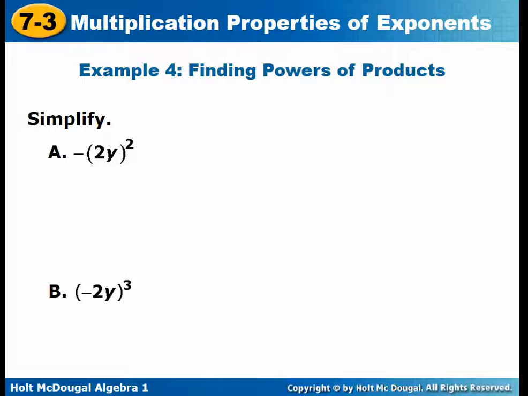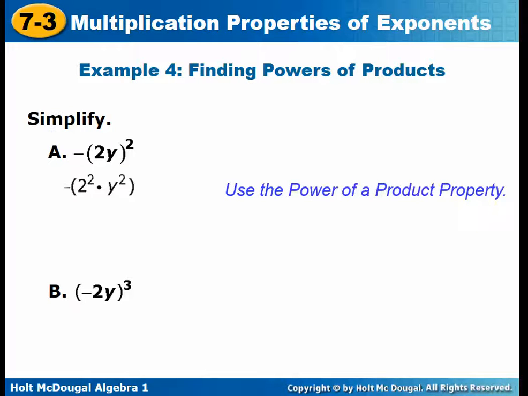Now, a lot of times students remember to apply the power to the variable, but they forget to apply it to the number. The number will also be raised to whatever the power is on the outside here. Watch the negatives. In A, the negative is in front, not part of what's being squared. So the negative gets written out front, and then you take 2 squared y squared and simplify that to negative 4y squared. The negative will just be written in front.